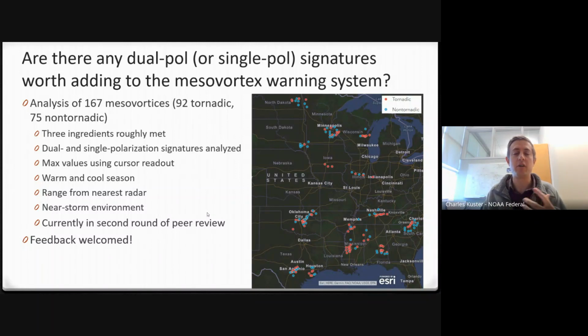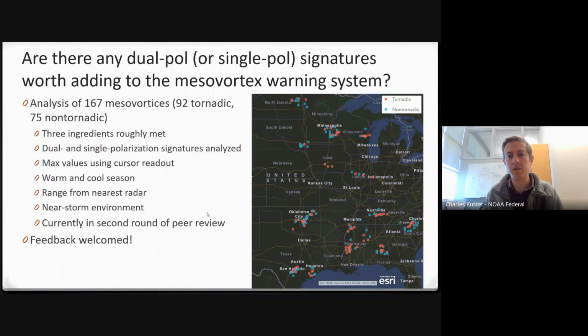And for all of our analysis, we wanted it to be applicable in operations right now. So we didn't use any algorithms. We didn't calculate area of the ZDR column, even if ZDR column area does seem to be useful, especially in supercells. We wanted to focus in on what could be applied right now. So for our analysis, basically what we did is we used a cursor readout in a radar software and just tracked the maximum value of these various radar signatures over time.